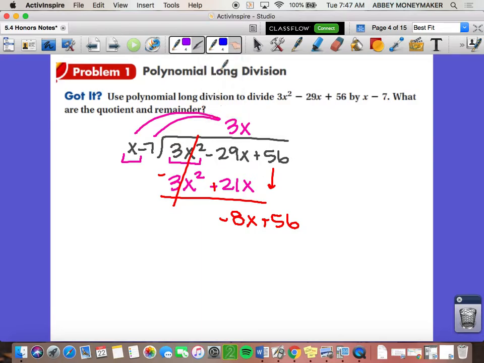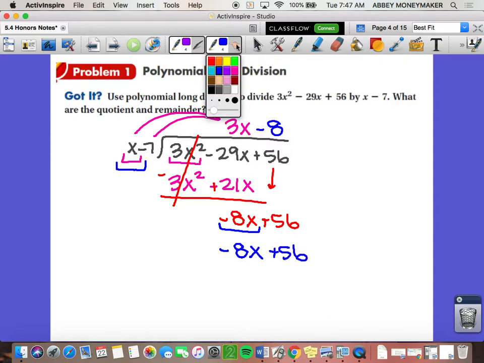Now, I repeat the process. What do I do to x for it to become negative 8x? I multiply it by negative 8. So everything is going to get multiplied by negative 8 here. The x gets negative 8x, and that becomes positive 56. I'm going to draw my line and change my signs. Those cancel. Ooh, those cancel, so my remainder is 0.